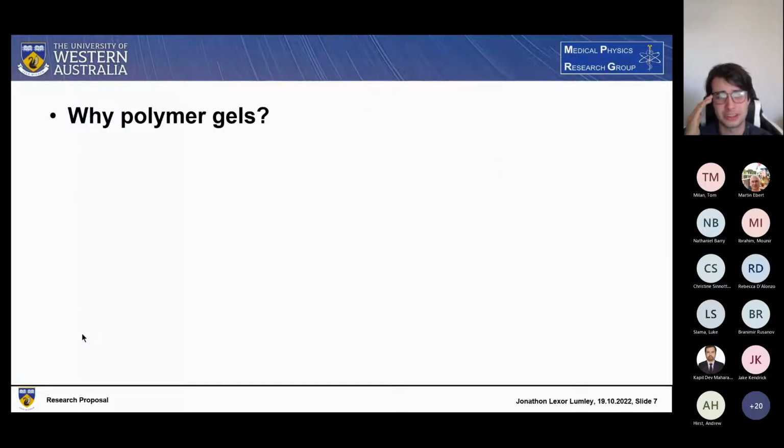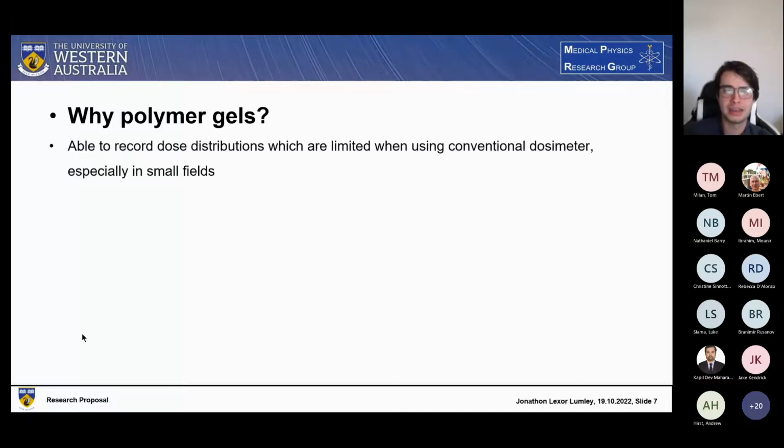So why polymer gel dosimeters? Why should we use these? Well, if we want to implement this in the hospital, we have to have a dosimeter that can show 3D representation. And the 3D representation is often limited with other dosimeters. This is especially true in small fields. So for example, if I take 2D film and stack them on top of each other, we can potentially lose information in between the finite spaces that are seen in the stacking of the film.